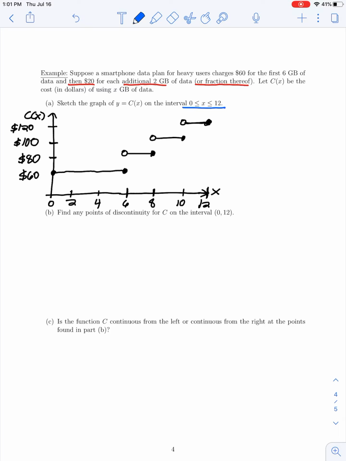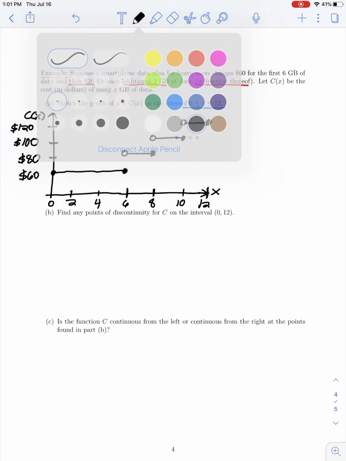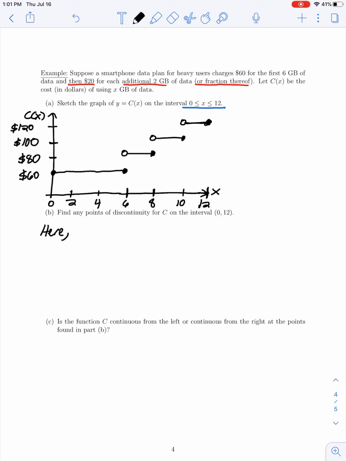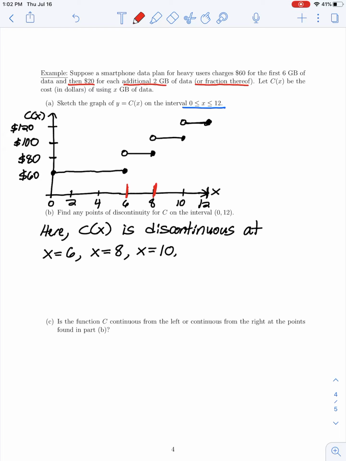So in part B, we are asked to find any points of discontinuity for the cost on the interval from 0 to 12. So here we can say the function C of x is discontinuous at the values x equals 6, x equals 8, and x equals 10. These were the three values of x where we saw a jump in the graph of our function. So a little justification. Here we had jump discontinuities.